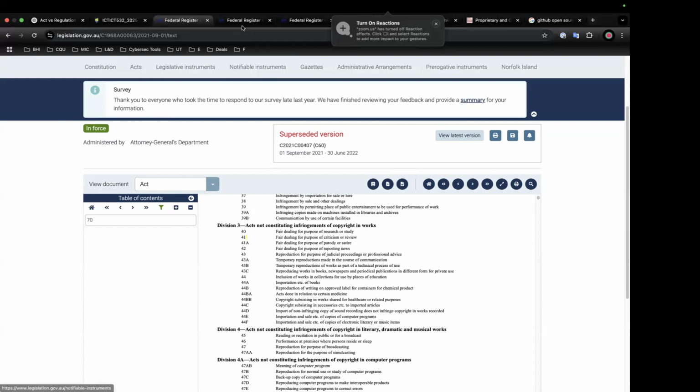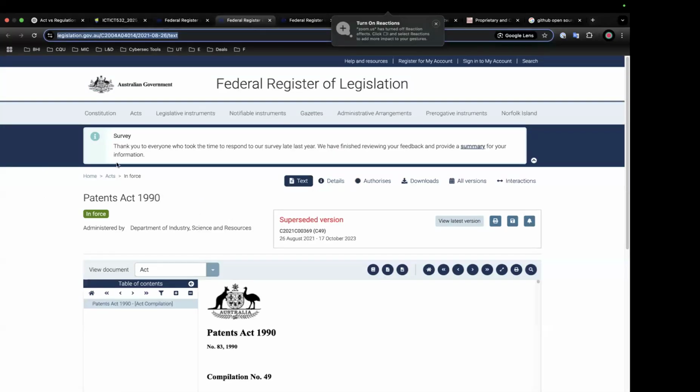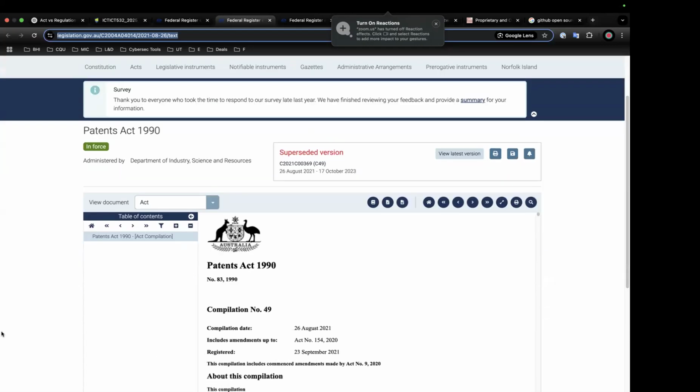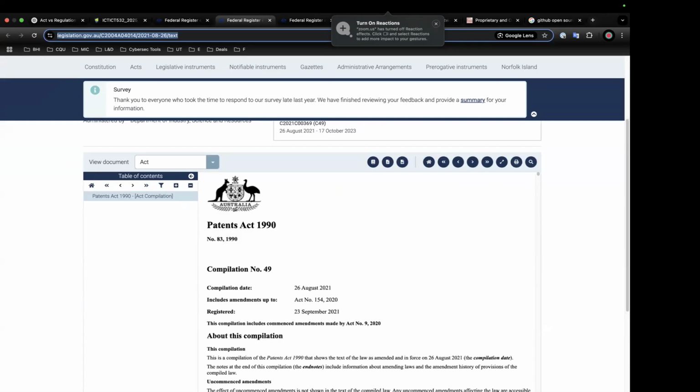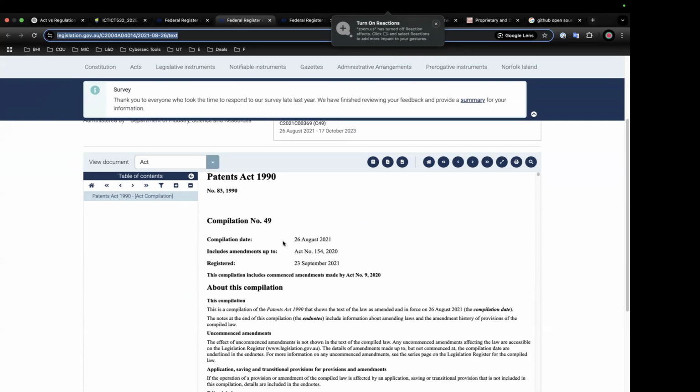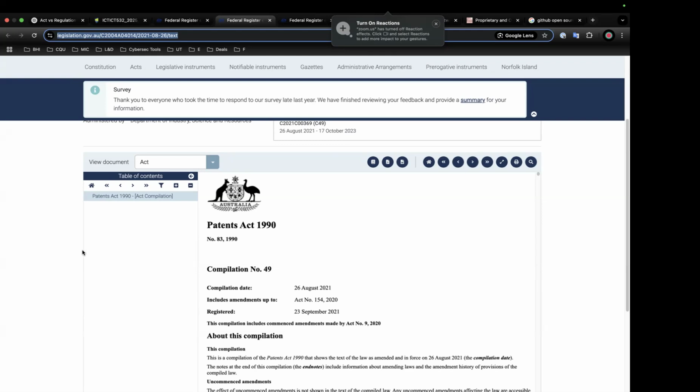Okay, how about the Patent Act? Anyone have a chance to read through this one and want to talk about the key takeaways? So what year was it first enacted? 1990. Yep, cool. And again, what are the types of things that you'd expect to see in this act? What can be patented?